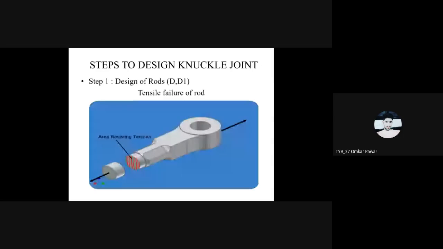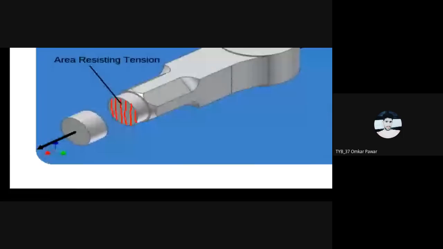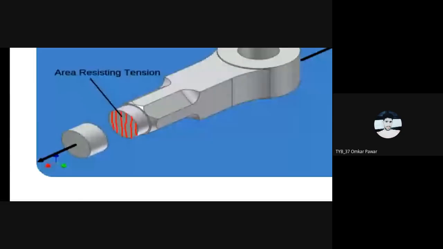So here is the area which has been shown, in which the tensile stresses will get generated. And if this tensile stress exceeds the allowable tensile stress, then we can say that the bar is going to fail.